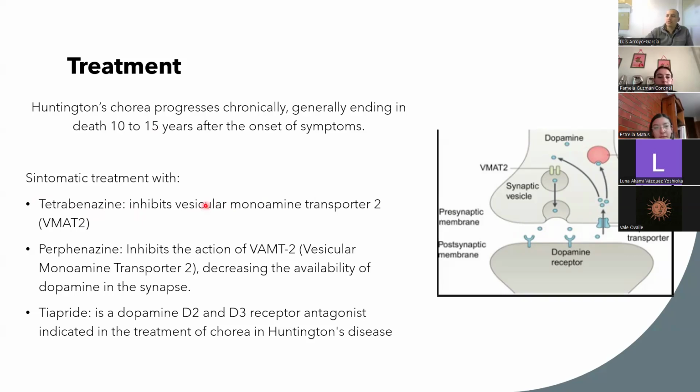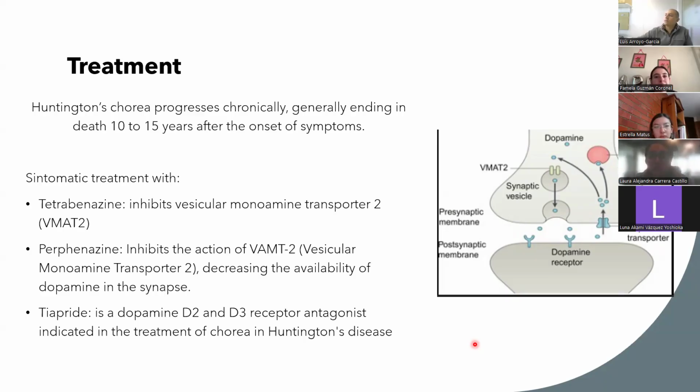Mainly, what has been shown to work is, for example, tetrabenazine, which inhibits the vesicular monoamine transporter 2, the VMAT2, that is actually here. So this is a dopaminergic neuron, okay? Where do we have dopaminergic neurons? In the basal ganglia. What is the name of the nuclei that we saw in Parkinson? The substantia nigra. Okay, the substantia nigra.